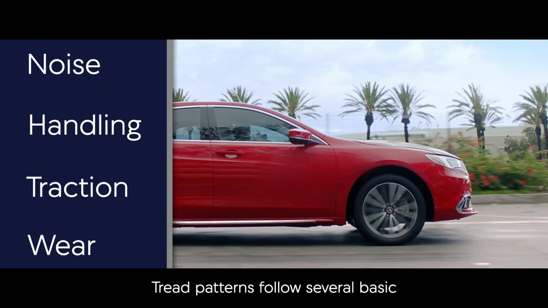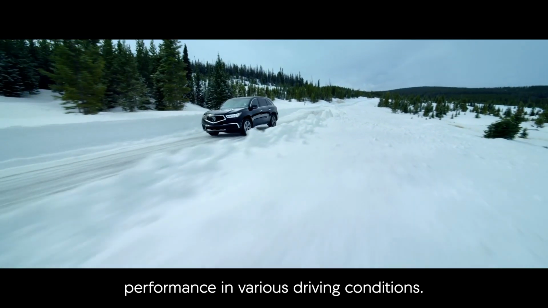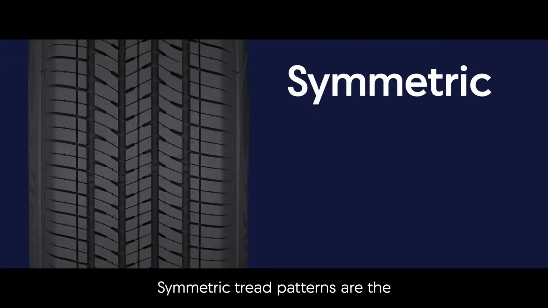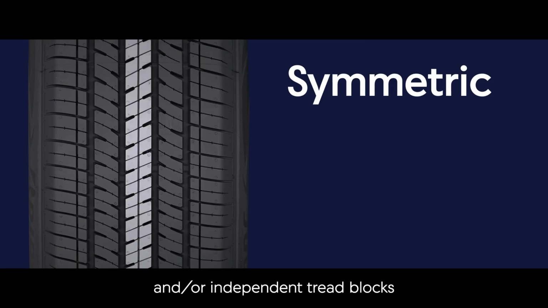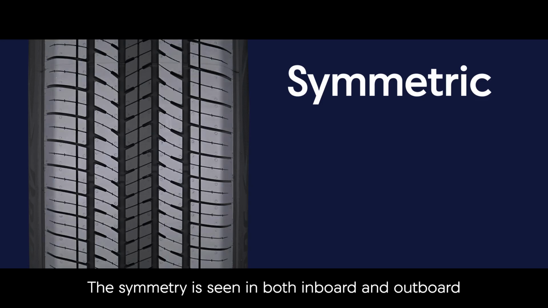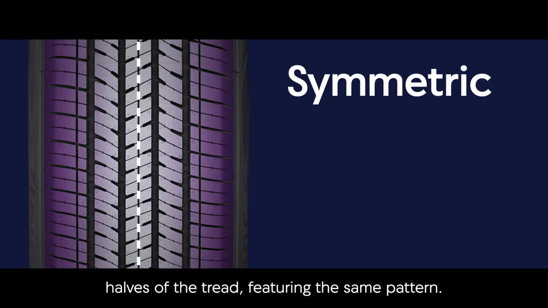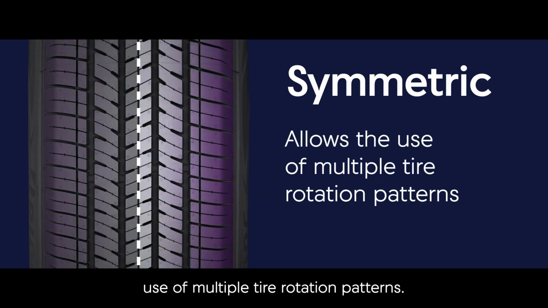Tread patterns follow several basic designs to help them maximize their performance in various driving conditions. These can be divided into 4 different tread pattern categories. Symmetric tread patterns are the most common and feature continuous ribs and/or independent tread blocks across the entire tread face. The symmetry is seen in both inboard and outboard halves of the tread featuring the same pattern. This mirror image design allows the use of multiple tire rotation patterns.